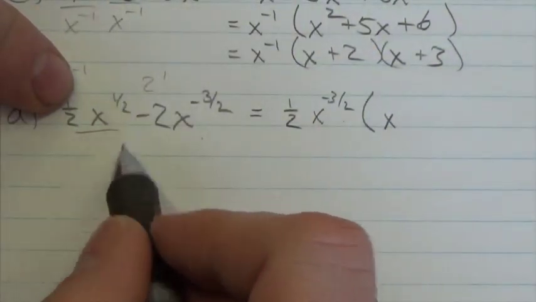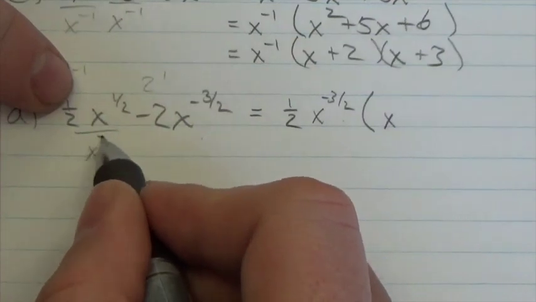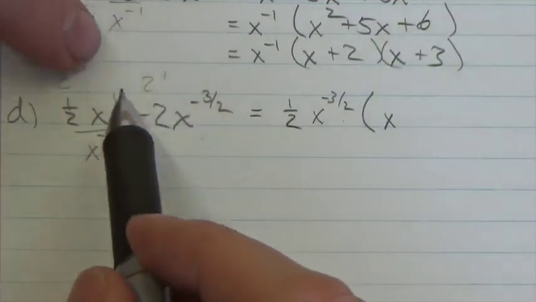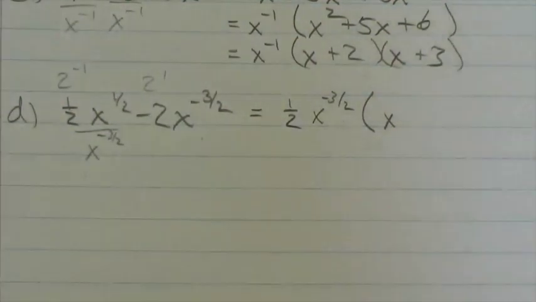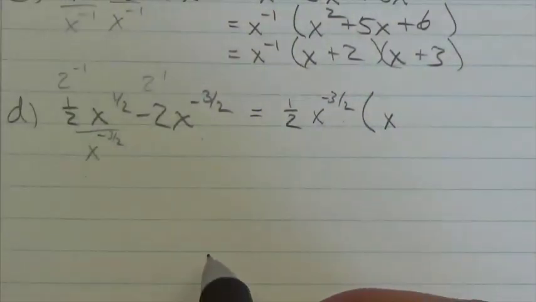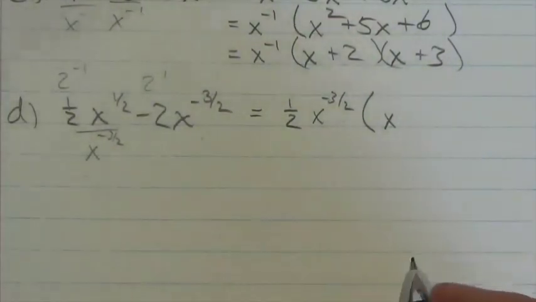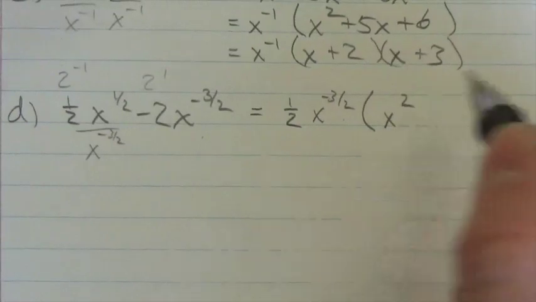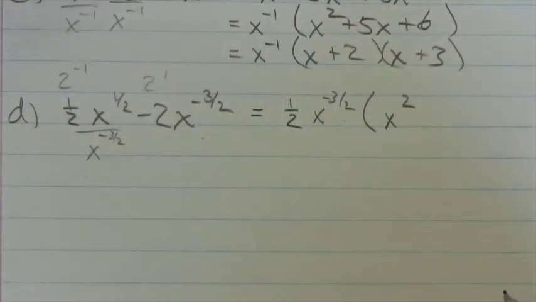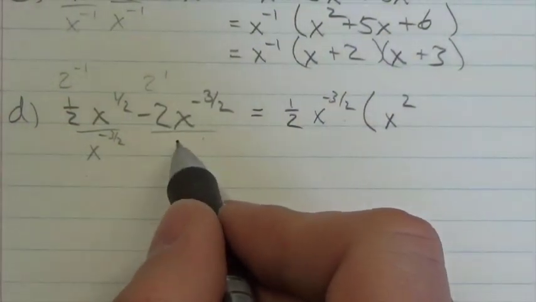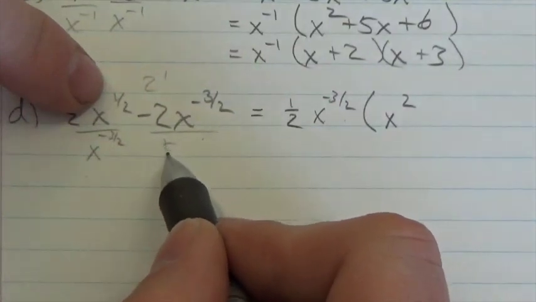Now, x to the 1/2 divided by x to the negative 3/2. Well, 1/2 minus negative 3/2 is going to be 1/2 plus 3/2. That's going to be 4/2 or 2. Then over here, I'm going to divide negative 2 by 1/2 first of all.